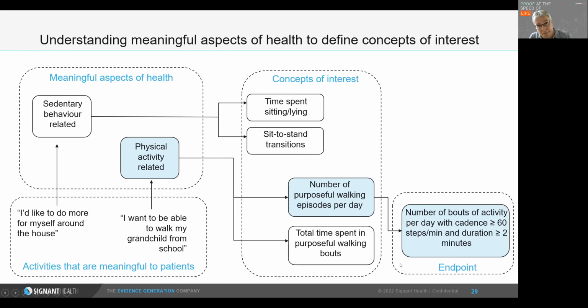If you click again. That helps us to then start to develop an endpoint. As you can see, where we've been leading with this one is an endpoint that's perhaps more suitable to be measured with an activity monitor or wearable device. But equally, we could say, okay, I'm going to measure a number of purposeful walking episodes with a patient diary or some sort of patient reported outcome measure. So really, it's only at this point that you decide the best way to measure it. But the point here is we're trying to link back to making sure that what we are measuring is a meaningful aspect of health for the patient. If you go to the next slide.